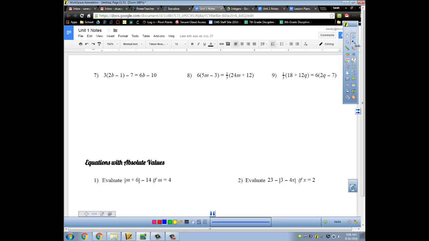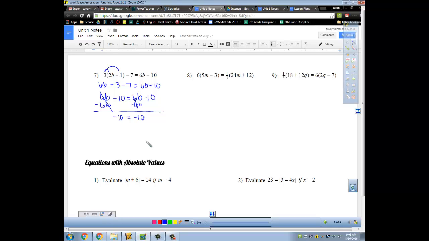Okay, number 7, we have some simplifying we can do on the left. So do the distributive property to get 6b minus 3 minus 7 equals 6b minus 10. I can combine my -3 and my -7 to get -10. And then make sure your b really looks like a b and not a 6. And then I'm going to subtract 6b from both sides, and again, some people might notice what's going to happen, but this one's going to be slightly different. We get -10 equals -10, which is true.